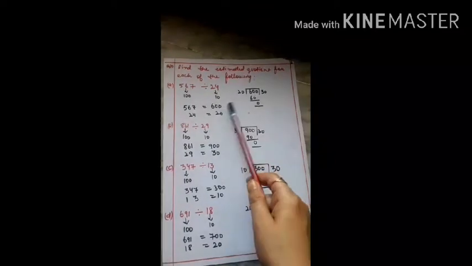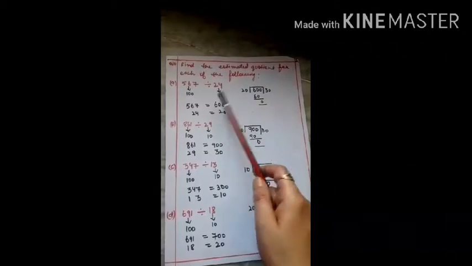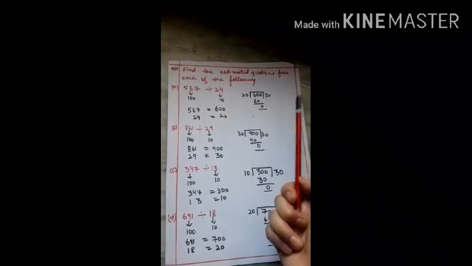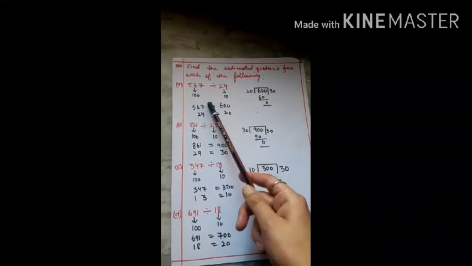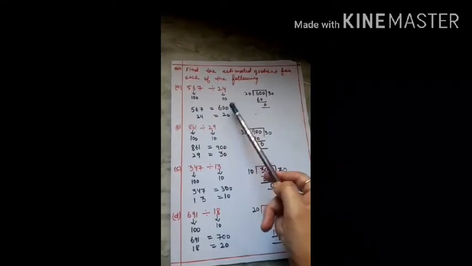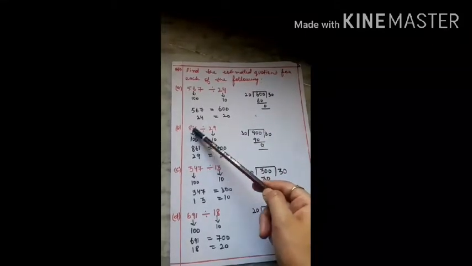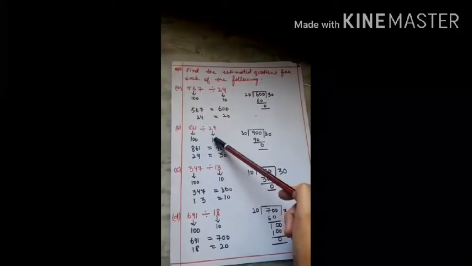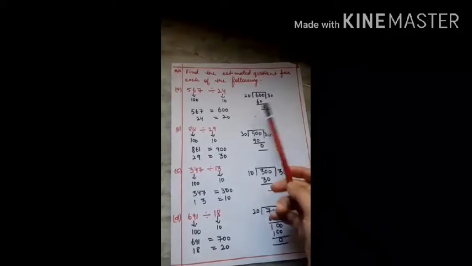Next is to find the estimated quotient for each of the following. Again you have to see by how many digits you have to round it off. 3 digits, rounded off to 100. 2 digits, rounded off to 10. 4 digits, rounded off to 1000. Again, 3 digits rounded off to 100, 2 digits rounded off to 10. 347. Rest of the things are the same.